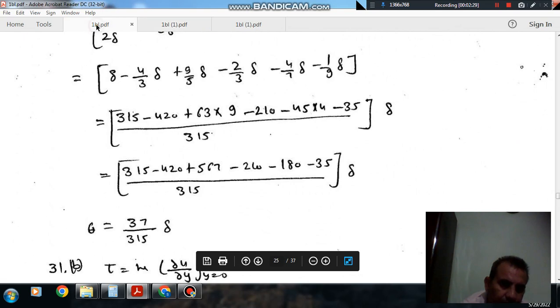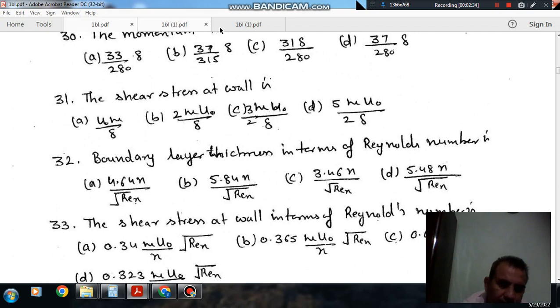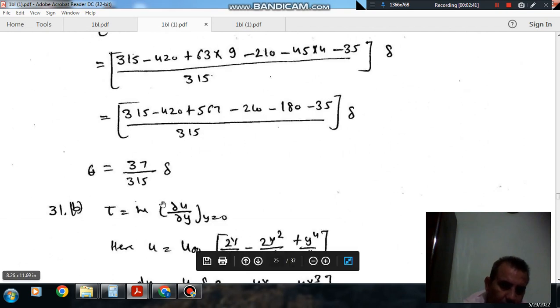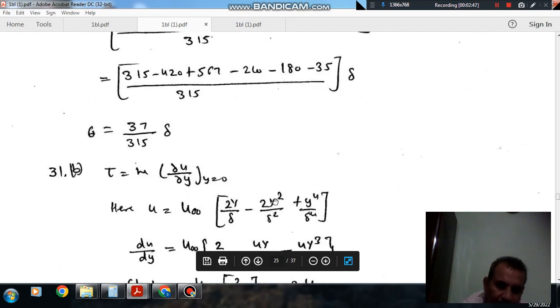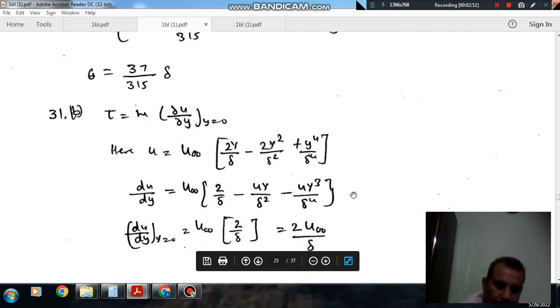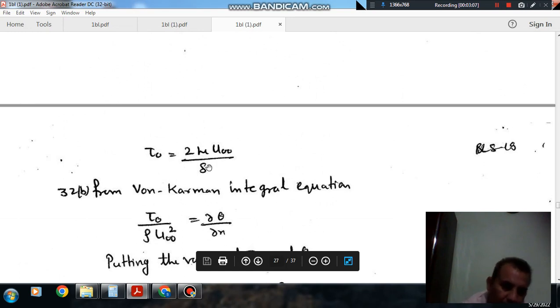So the second question is shear stress at wall. Shear stress at wall is given by tau is equal to mu times du by dy at y naught, and u is given as u infinity times (2y by delta minus 2y cube by delta cube plus y 4 by delta 4). So du by dy will be this. Now if we put y equal to 0 here, it will be 2 u infinity by delta. So shear stress will be 2 mu u infinity by delta. Okay, so that is your shear stress at wall.